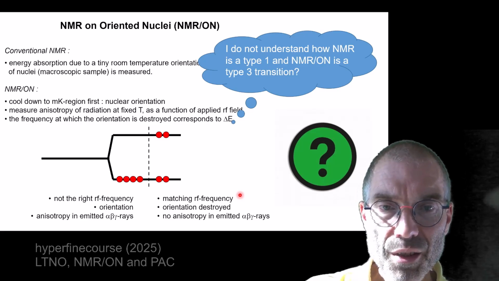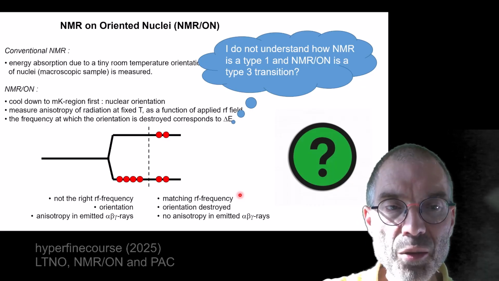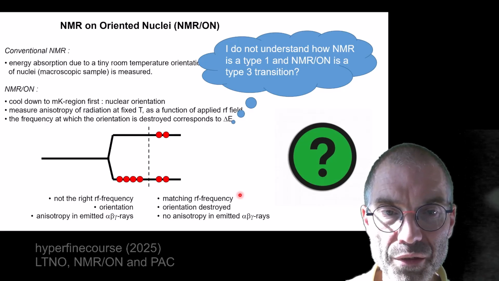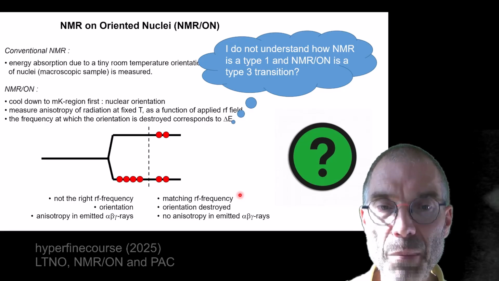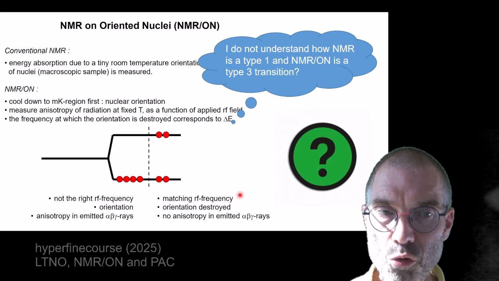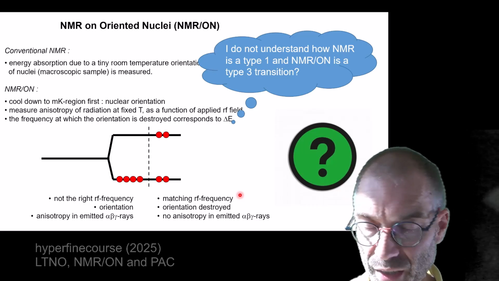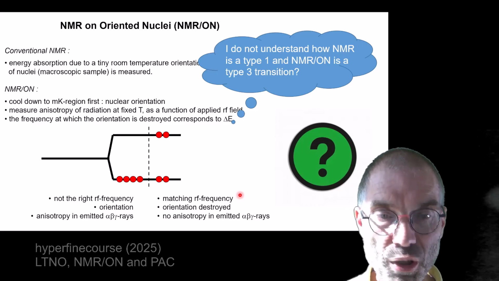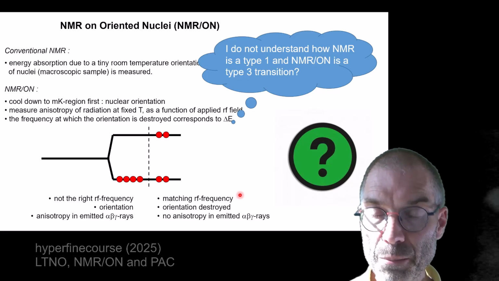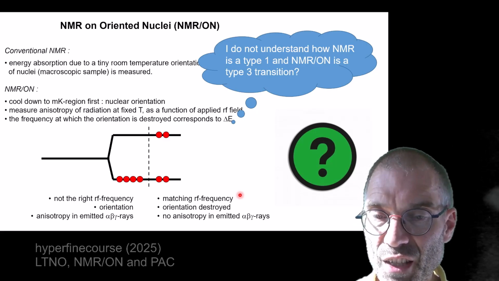A question that people sometimes ask at this point is, how can it be that NMR is a type 1 method and NMRON a type 3 method? Well, I hope you understand now. In both cases we use radio waves. For NMR, that's the only thing. You look at the absorption of your radio waves, and when you have more absorption, then you know, okay, I have matched the transition energy.